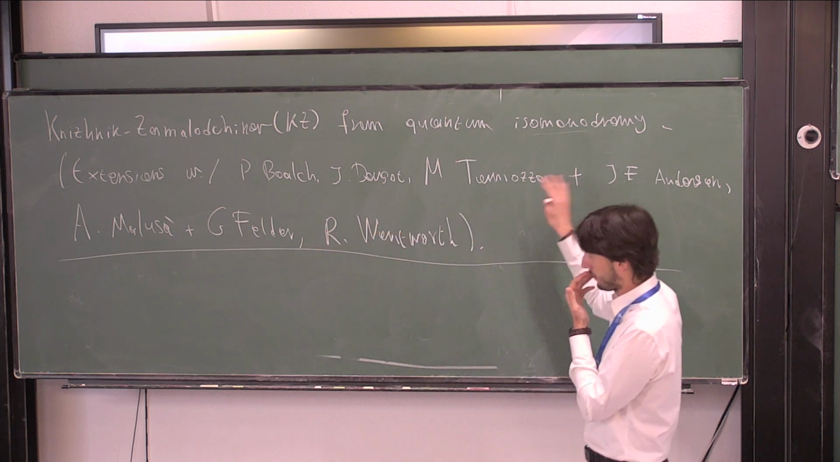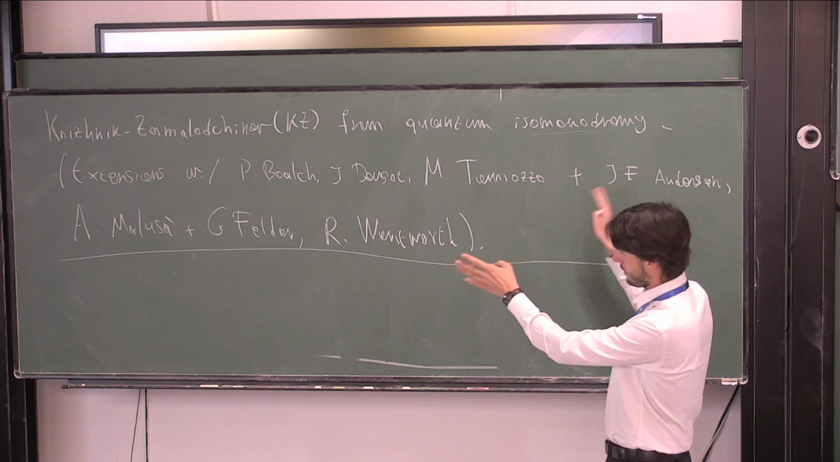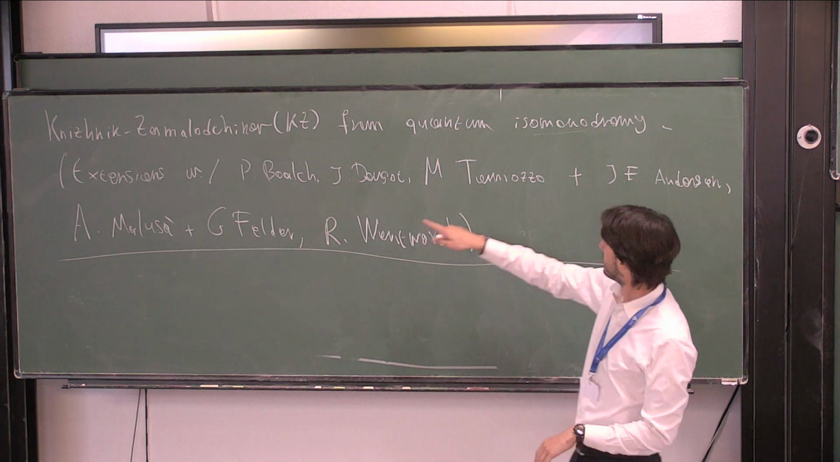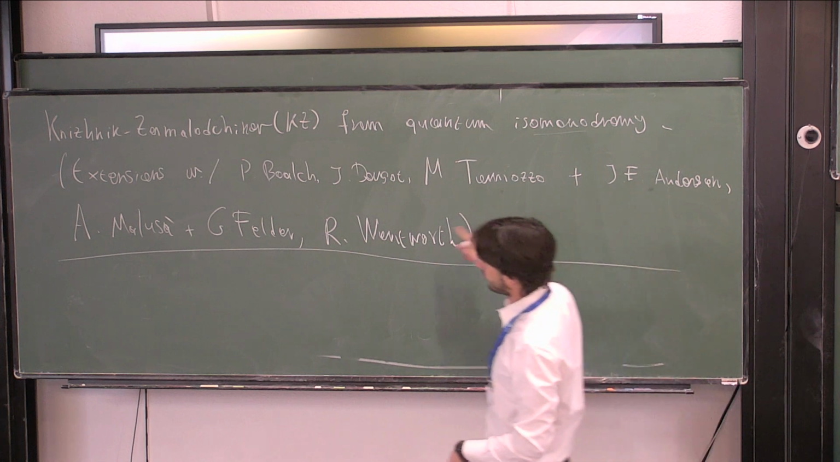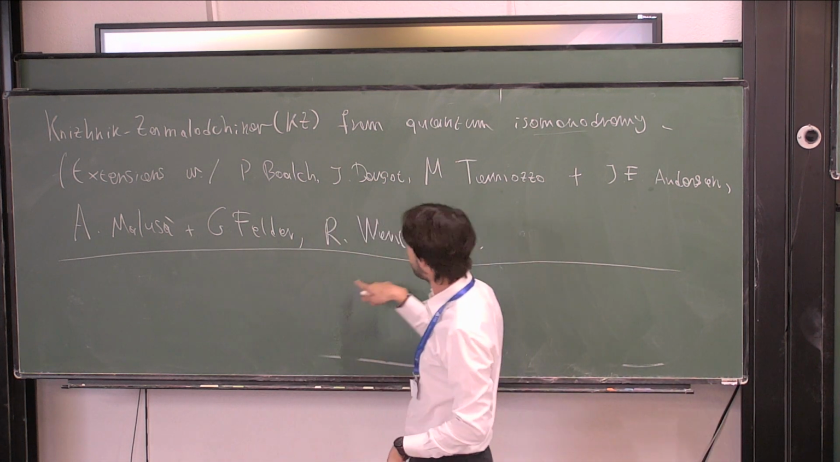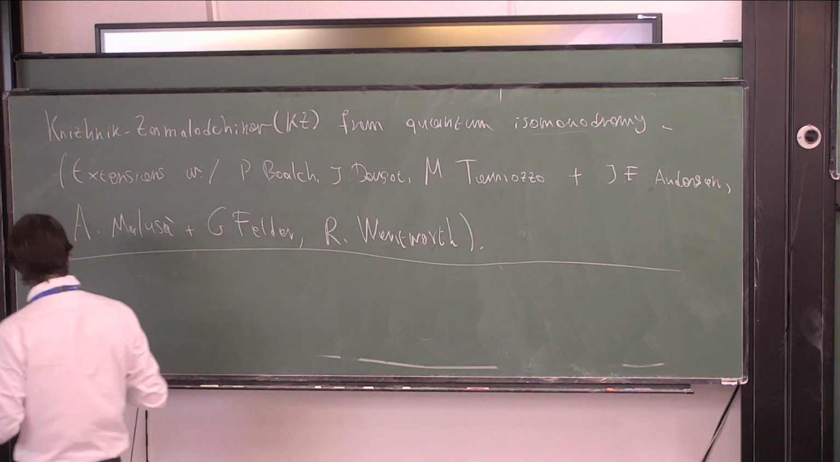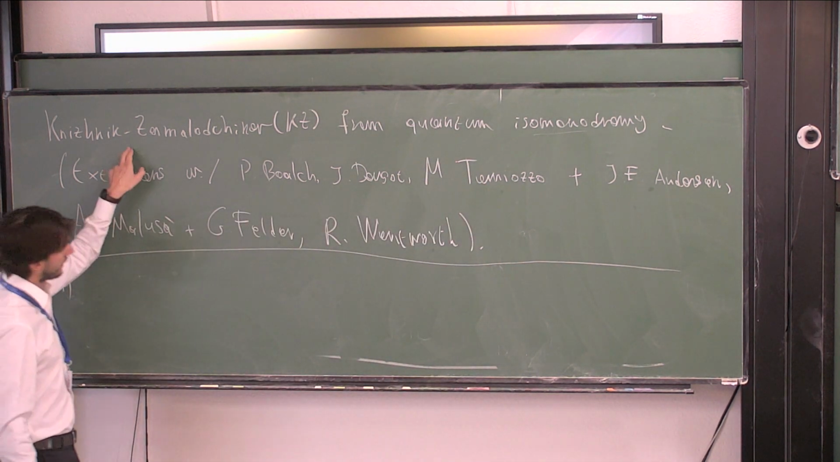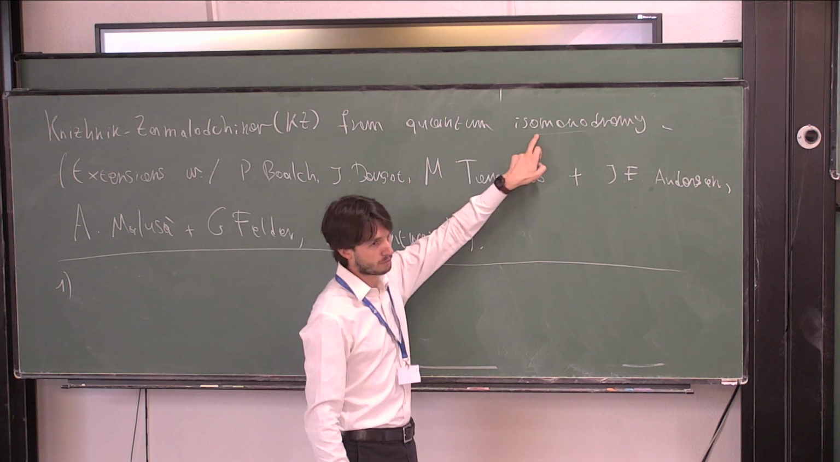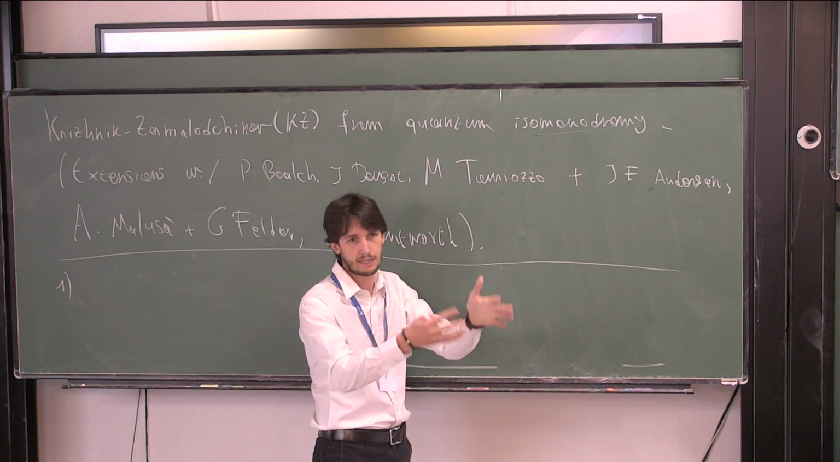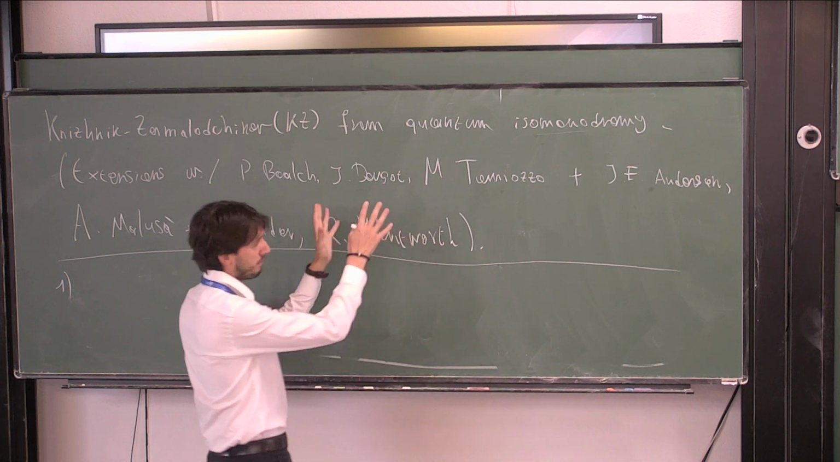I just mention that these extensions are joint work with many people: Philippe Bolch, Jean, who's there, ciao Jean, Matteo Tamiozzo, Jörn, Alessandro Malusa, Giovanni Felder, and Richard Wentworth. I will try to have essentially one part about KZ, then the isomonodromy deformations that we want to quantize, and then showing how they match up. And at the end, whatever time is left, to say something about the extensions.